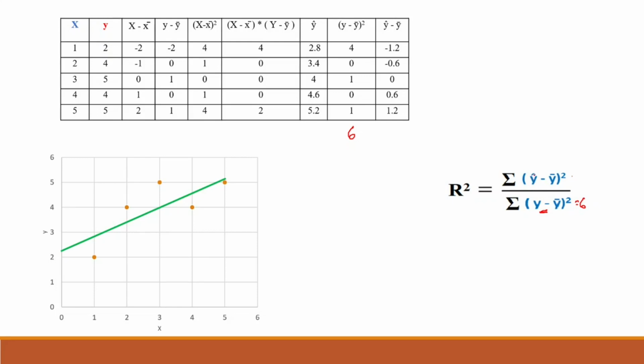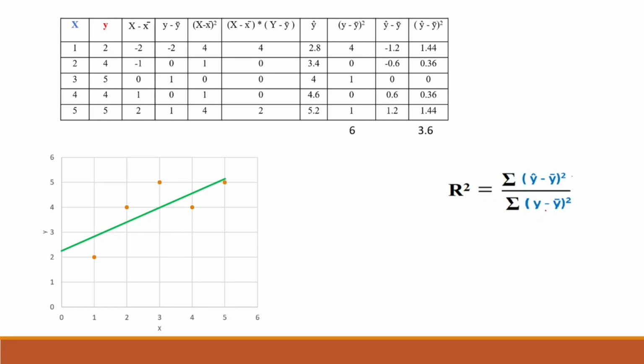We have the y hat we have calculated, and y bar. Okay, again very simple: 2.8 minus 4, which will be minus 1.2, and similarly these are the values I get. Now again I have to square it. After performing the square, this is the value I get. Then I have to find the summation. The denominator is already mentioned, it is 6, and here it is equal to 3.6. So the numerator value is 3.6 and the denominator value is 6.